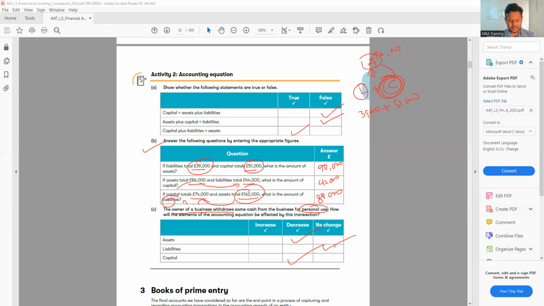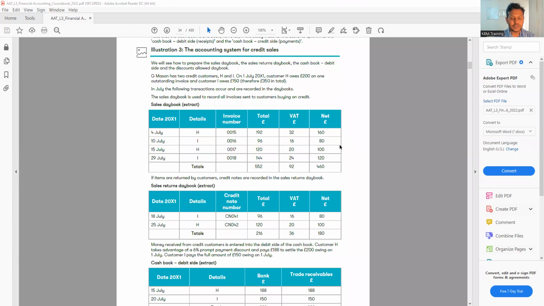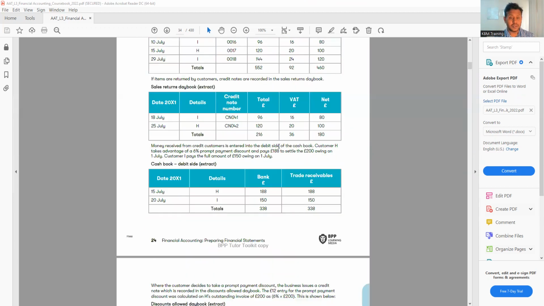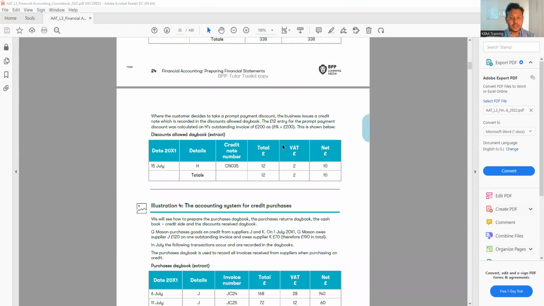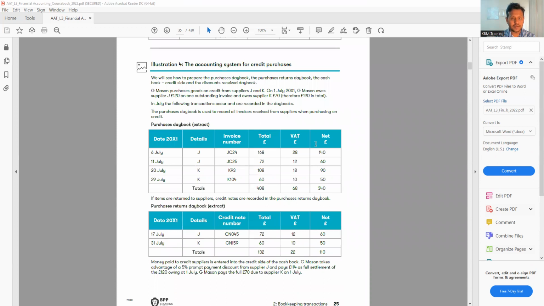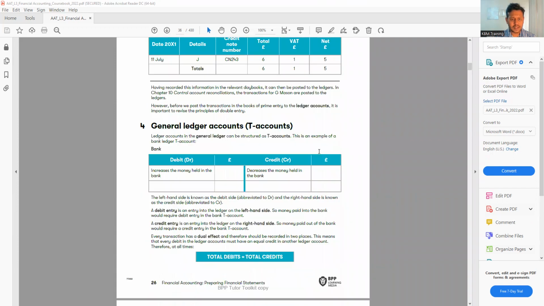All right, let's move to the next one. The next one we have here, books of prime entry. We have talked about that, sales day book, sales return day book. You can read this one. Make sure you read all the chapters. It will be very helpful to understand more. Let's look at the next one, activity four, or illustration four here. Let's look at the activities.